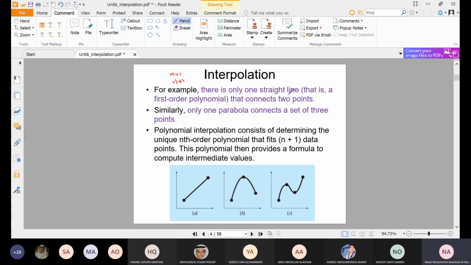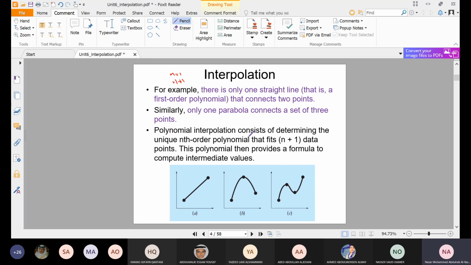Okay, so here we have a straight line, only one line that goes through or connects the 2 data points. Here we don't have any approximation, that means we don't have any fitting that minimizes the distance between the points. Here we have to connect the points.